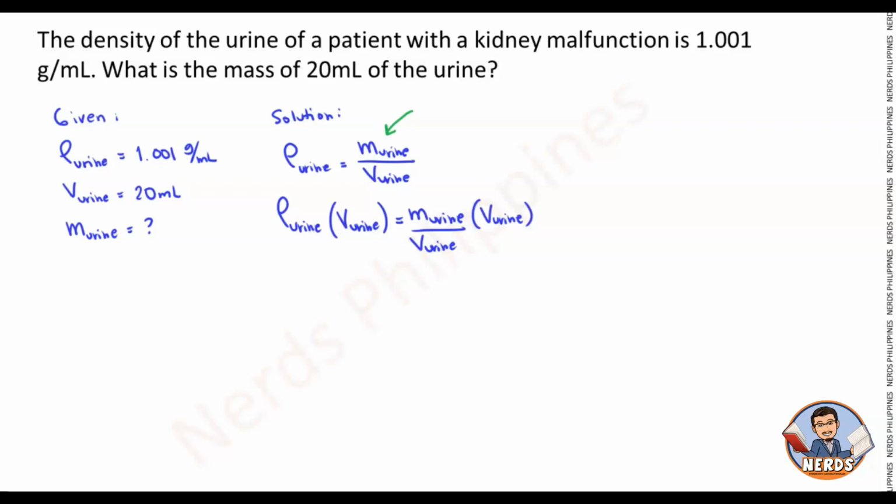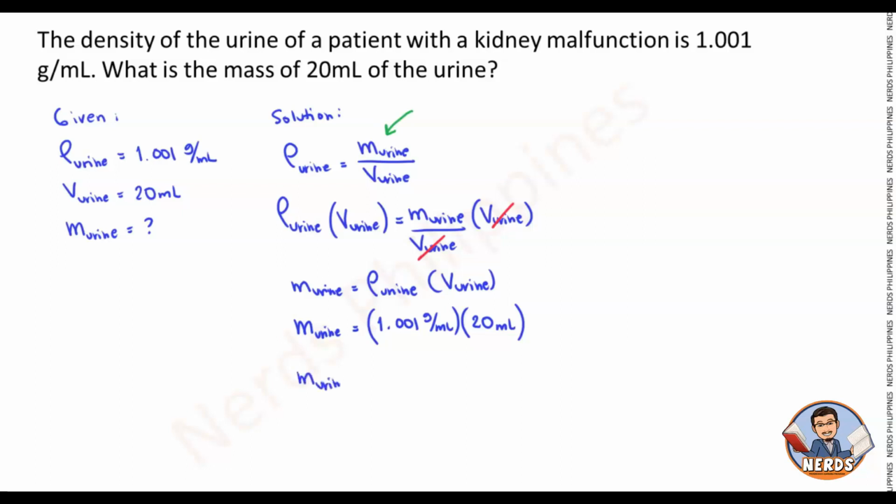So, sa right side ng equation natin, makakancel yung volume ng urine. Therefore, na-isolate na natin yung mass ng urine. So, mass of urine is equal to the density of the urine times the volume of the urine. So, substitute na natin yung mga given natin. So, mass of urine is equal to density ng urine, which is 1.001 grams per milliliter times the volume of urine, which is 20 milliliter. So, in here, makukuha natin yung mass ng urine.